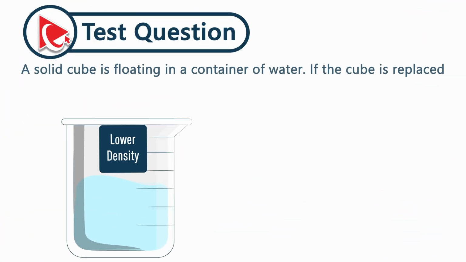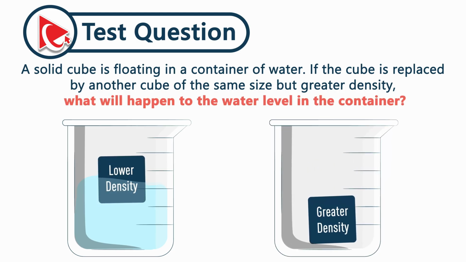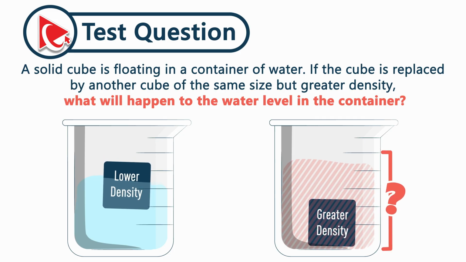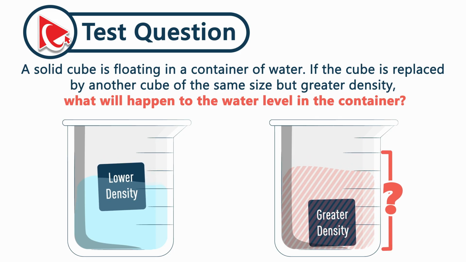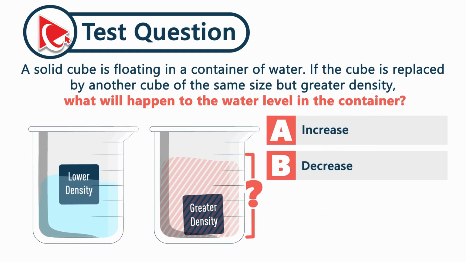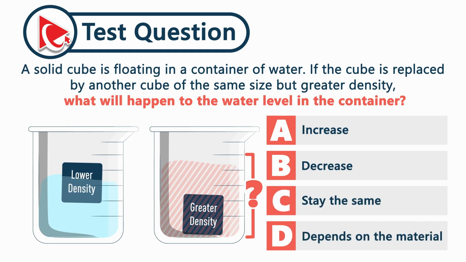A solid cube is floating in a container of water. If the cube is replaced by another cube of the same size but greater density, what will happen to the water level in the container? Your choices for the answers are: choice A, level will increase; choice B, level will decrease; choice C, level will stay the same; and choice D, depends on the material.